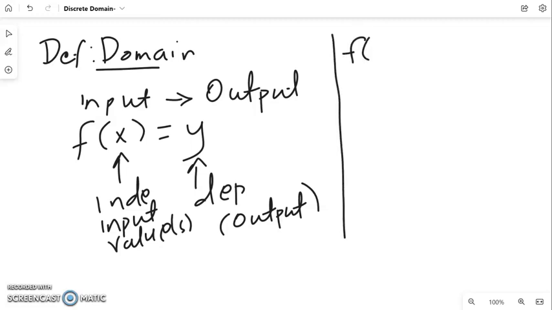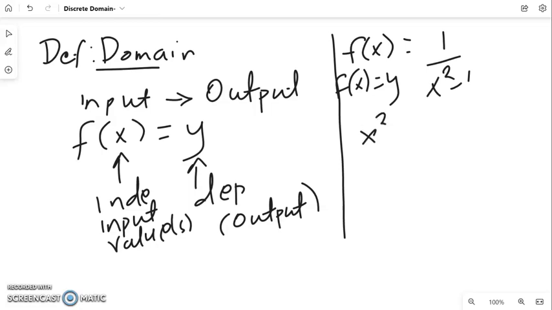If we have f(x) equals 1 over x squared minus 1, the only time in which f(x), which is also equal to y, cannot be determined is when our denominator is equal to 0. Therefore, if x squared minus 1, which is our denominator, is equal to 0, we cannot determine y.